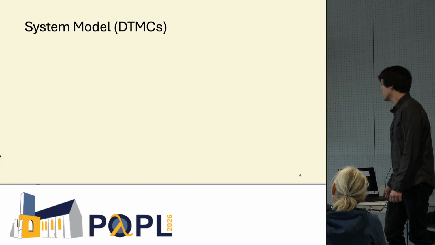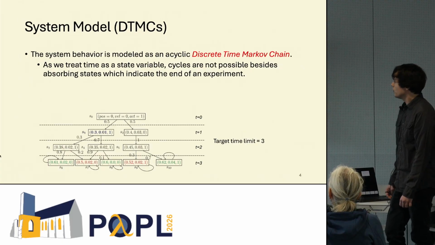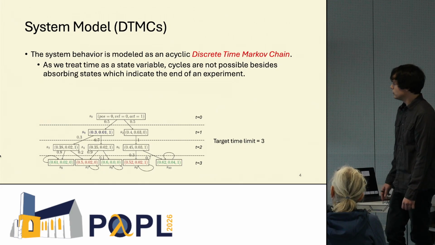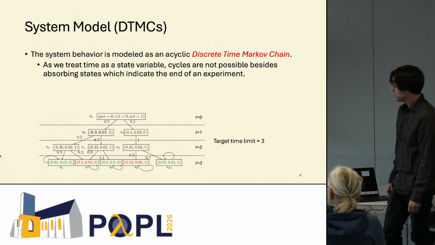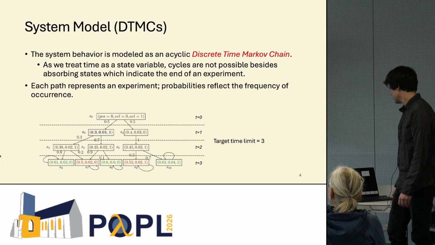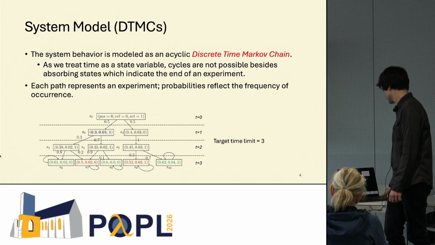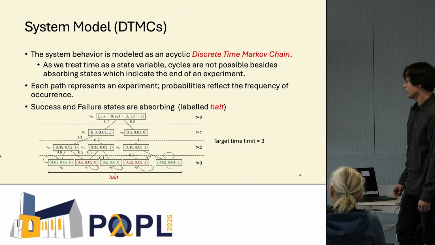In order to model such systems with noise, we chose to use discrete time Markov chains. And we can consider these to be acyclic in our case, since we treat time as a variable, cycles are not possible, since two states at the same position occurring at different time steps are considered distinct. As you can see at the bottom, every time there's a transition, t also increments. And each path in this DTMC represents an experiment, and the probabilities reflect the frequency of the occurrence. And success and failure states are absorbing states, as we don't really care what happens after that for our purposes, and we are going to label these as halt.